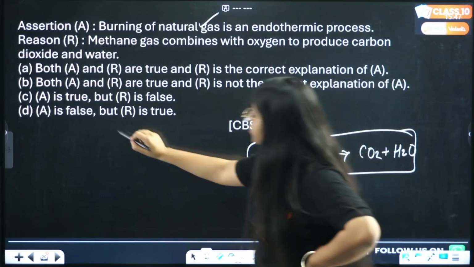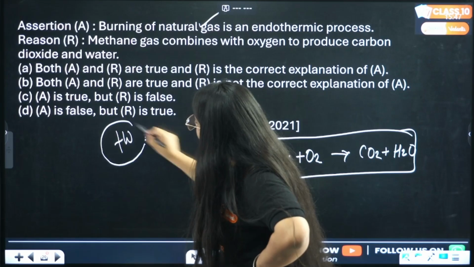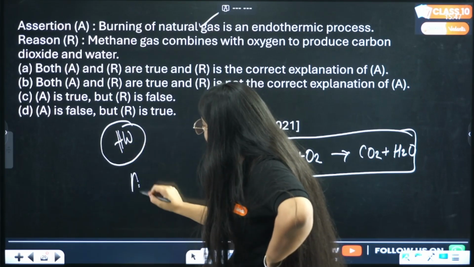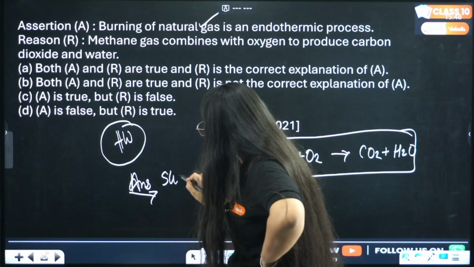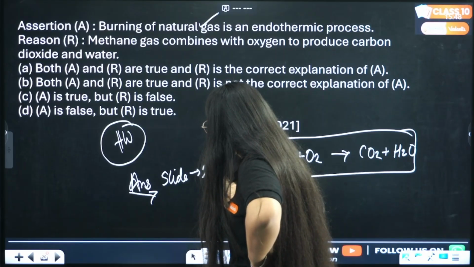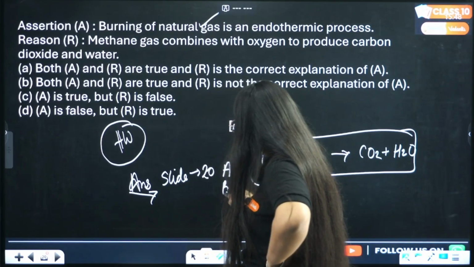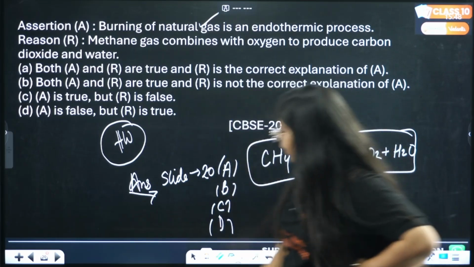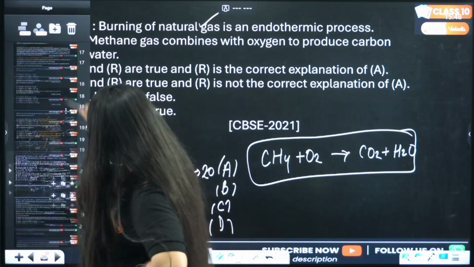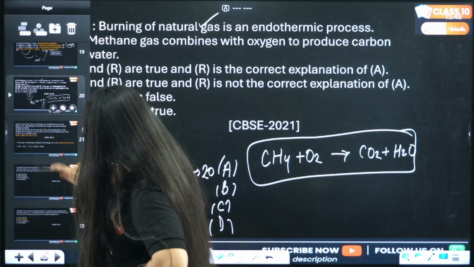You tell me. This is your homework. You tell me the right answer. Answer will be in the comments. Whoever is watching, write down slide number 20. Slide number 20, and what is the answer? A, B, C, D. Which one is the correct option? I have the correct option here, but I won't tell you, so we will skip this slide here.